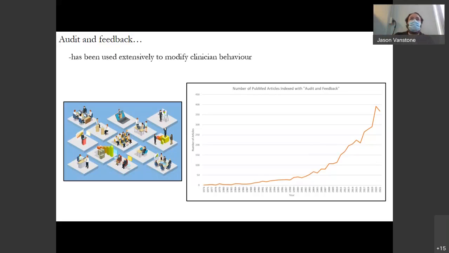So, you can see here this is just a graph showing the number of articles on PubMed that have been indexed with audit and feedback as one of the keywords. Even in 2021 it was over 300, so more than an article a day is being published with audit and feedback. So it's something that has grown really quickly in the healthcare world as an effective tool for behavior change.